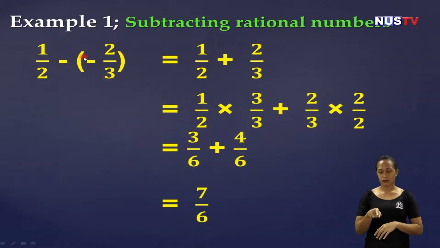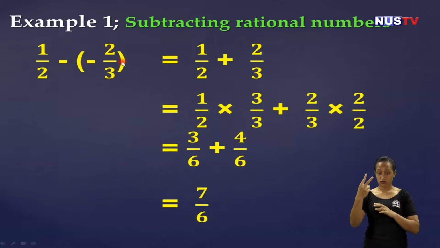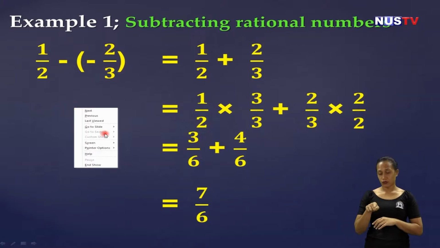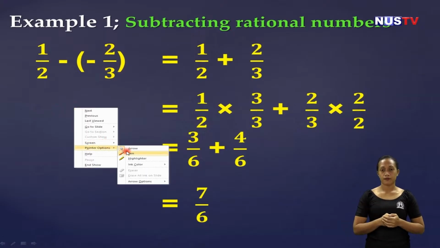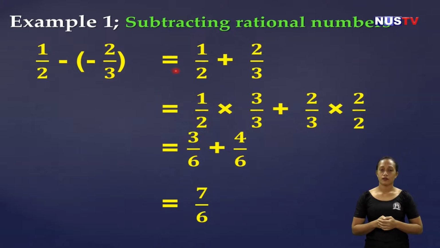Half minus bracket negative 2 over 3 bracket gives us half plus 2 over 3, or 1 over 2 plus 2 over 3.